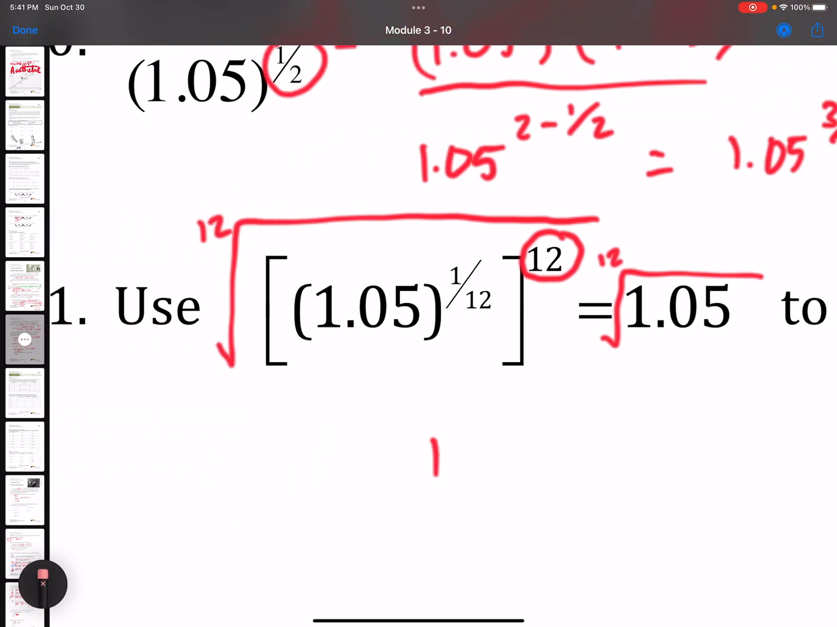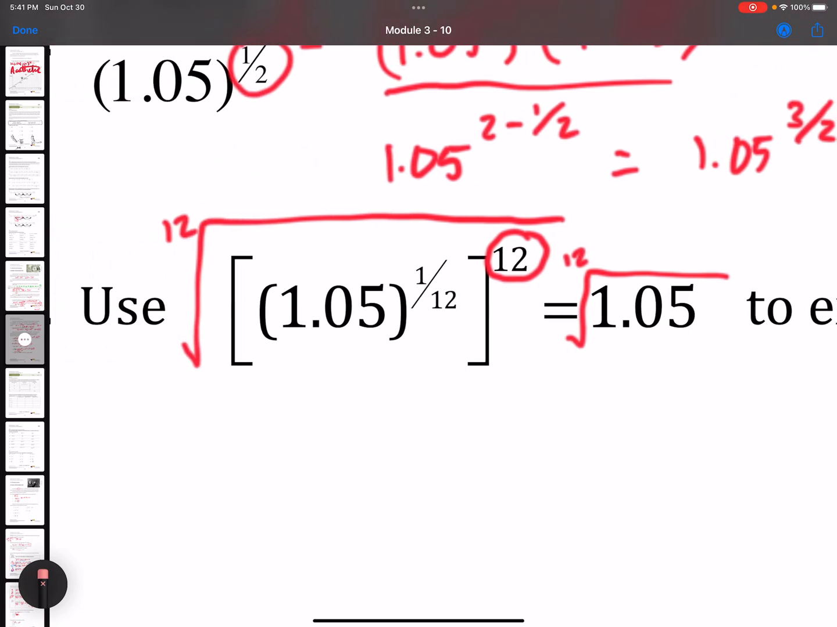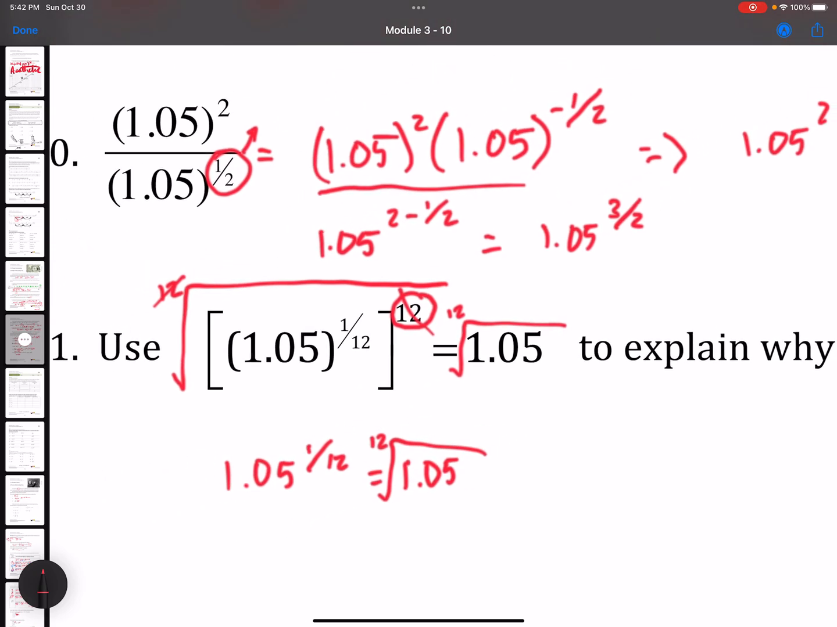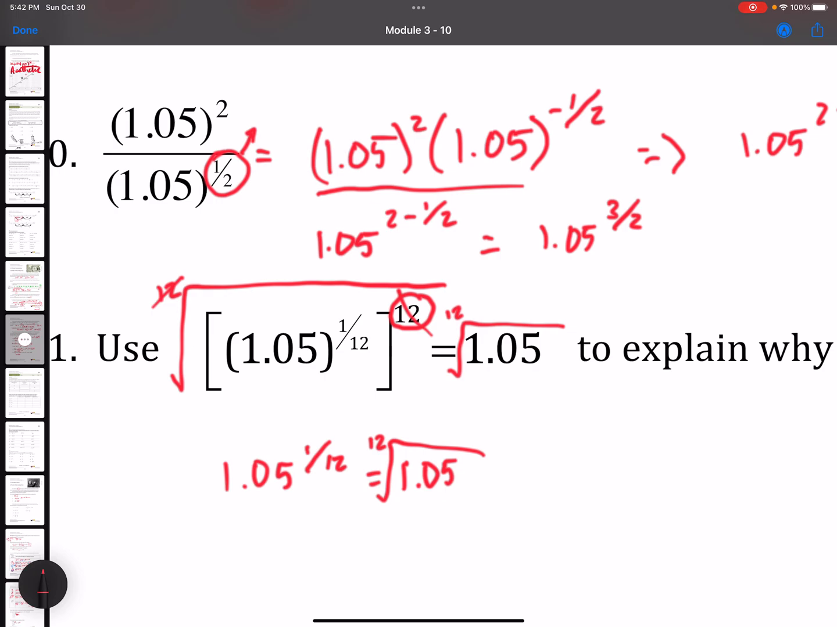So now I have the 12th root and the 12th power canceling off, just like that. And I'm left on this left-hand side with 1.05 to the 1/12th is equal to the 12th root of 1.05. So that little bit of opposite operations is enough to explain why we've got 1.05 to the 1/12th equaling the 12th root of 1.05.